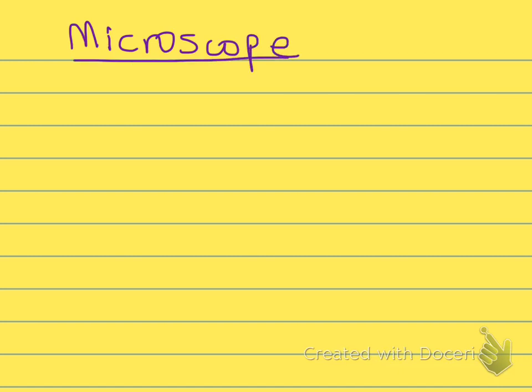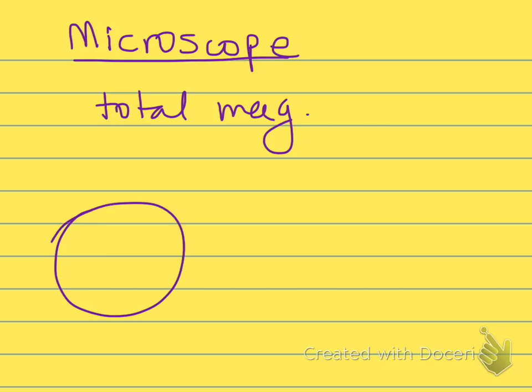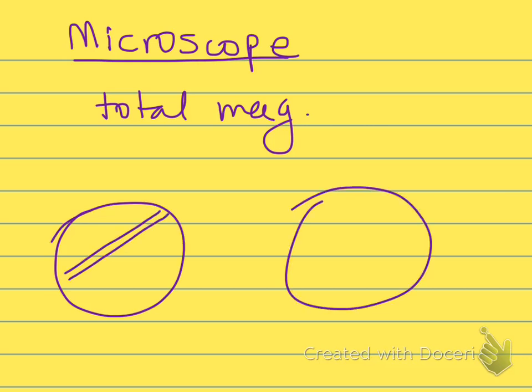So microscope, the part of it I really want you to understand is how total magnification works. And what that means is if you're looking at a sample under here, let's say it's a hair, and this is a hair, boom, how do you know what the total magnification is?